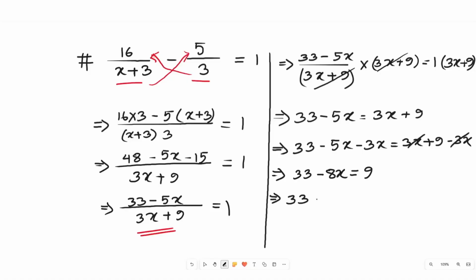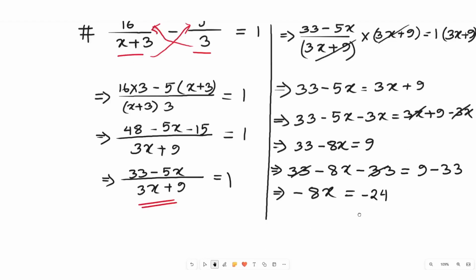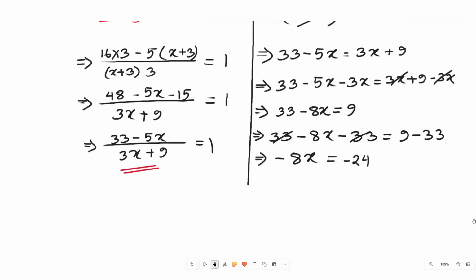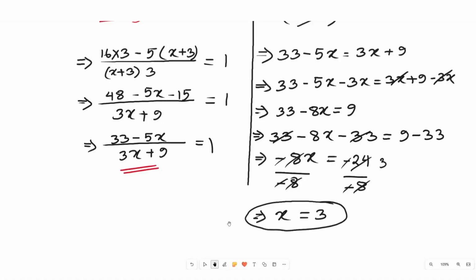Now to isolate our variable, we have to subtract 33 from both sides of the equation. So now we can write 33 minus 8x minus 33 equals 9 minus 33. So now we can write minus 8x equals minus 24. Now we can very easily isolate our variable x. To do this, we just have to divide both sides by negative 8. That's it. And our answer is x equals 3.